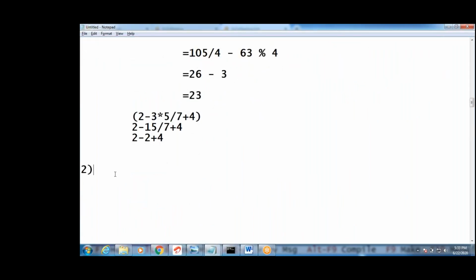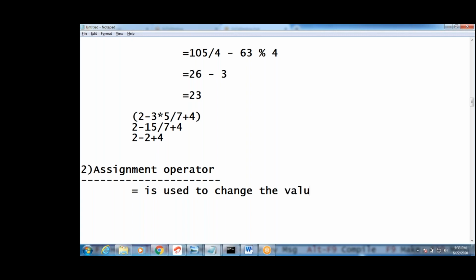Next, second one, guys, assignment operator. We discuss the assignment operator. What are the assignment operators, guys? This assignment operator means equals to. Equals to is used to change the value of the variable, guys.